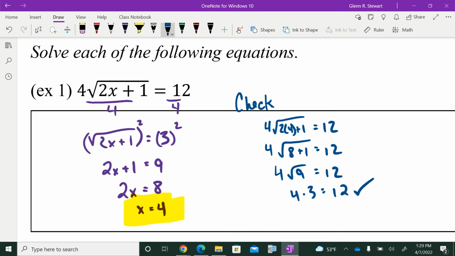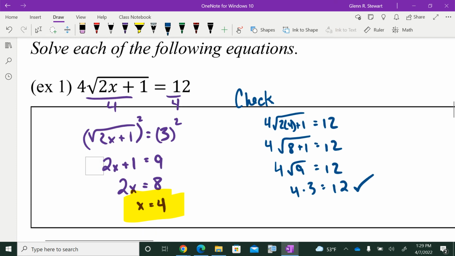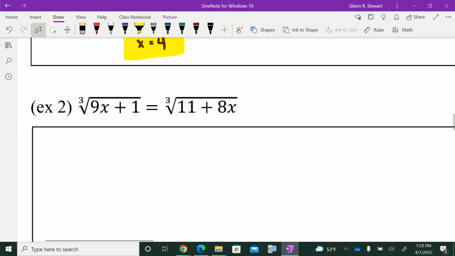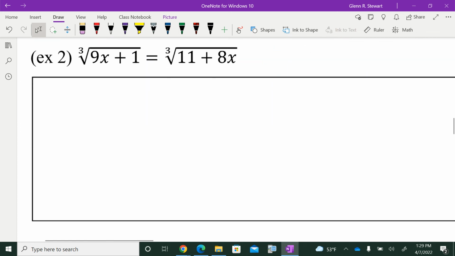Questions at all on example number 1? All right. Because this is a live recording, you can always pause it if you're watching the video. But example number 2, okay?